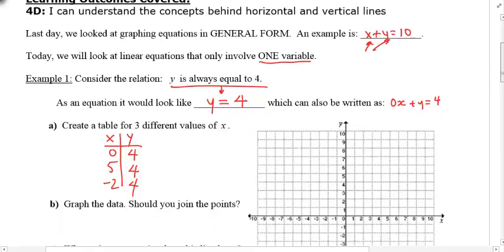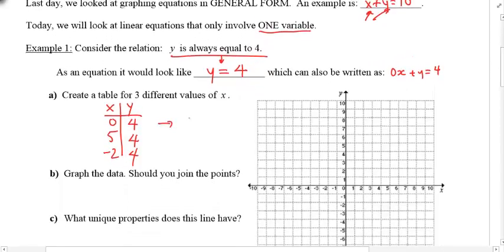Now the question is, how do I graph this data? As coordinates, this becomes (0, 4), this one becomes (5, 4), and this one becomes (negative 2, 4). So graph them all out. Should you join the points? You bet. Decimals are okay too. We could have had negative 1.5, and the y value is still 4. And notice what type of line you get.